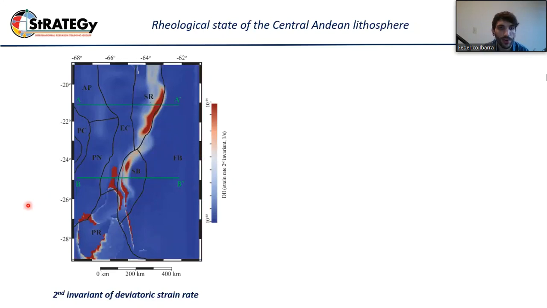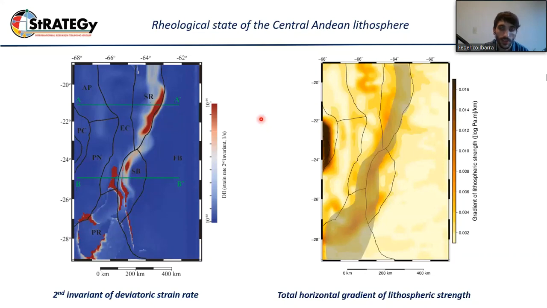The distribution of the model second invariant of the deviatoric strain rate shows that deformation of the shallow upper crust is mainly focused in the Sierras Subandinas, Santa Barbara system, and Pampean Ranges, which is consistent with observations in the field. And it is interesting to note that these regions with high model strain rate are correlated, especially with regions with high model gradients of strength, suggesting that lateral heterogeneities or lateral strong contrasts of strength could be favoring strain localization.